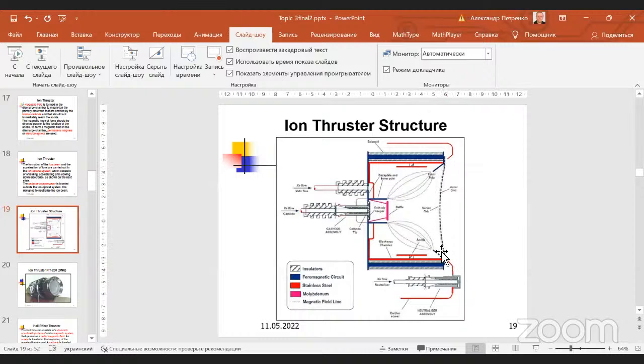And here is presented the ion optical system, which accelerates positive ions, which are formed inside the discharge chamber. And outside of the thruster is located an additional hollow cathode, which generates a flow of electrons to compensate the volume discharge of the spacecraft.